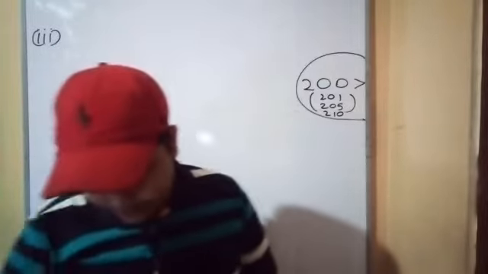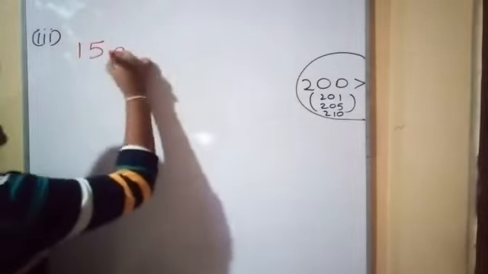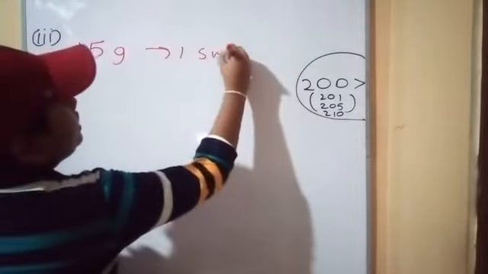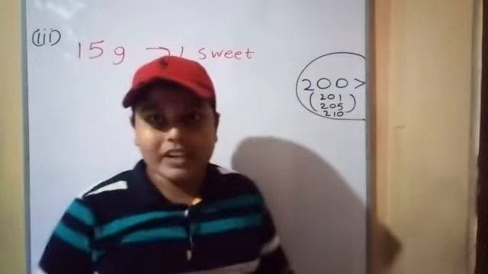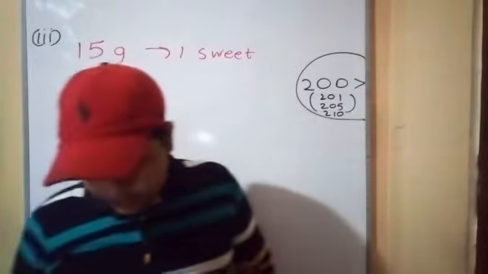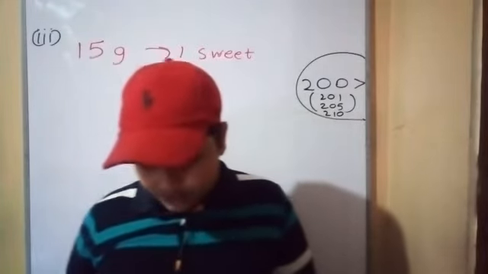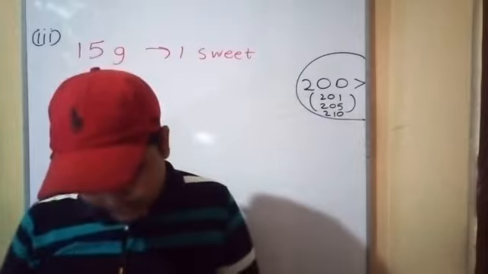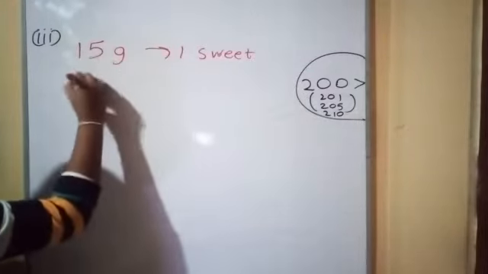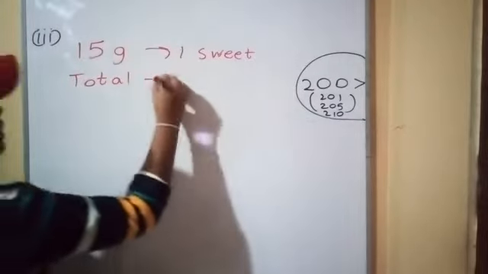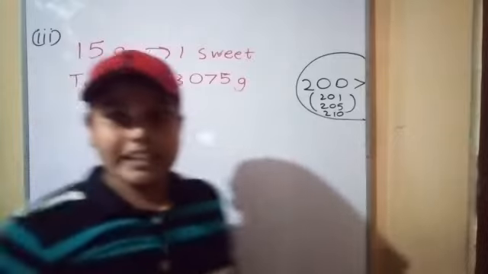The 15 grams is for one sweet. Yes, the mass of one sweet is 15 grams. If a mass of 15 grams is used for one sweet, show that her statement is true. What is the total? This term? 3075.